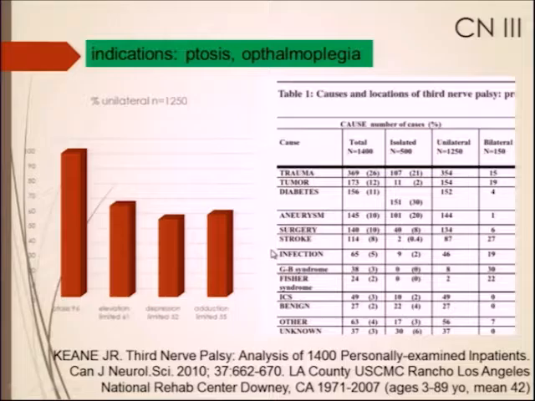Here's one patient, 1,400 personally examined inpatients. So the presentation of cranial nerve third palsies often will involve ptosis, limited elevation, depression, and adduction. And in adults at least, a lot of the causes of third cranial nerve palsies, I think that we learn, are associated with either trauma, tumor, or aneurysm.